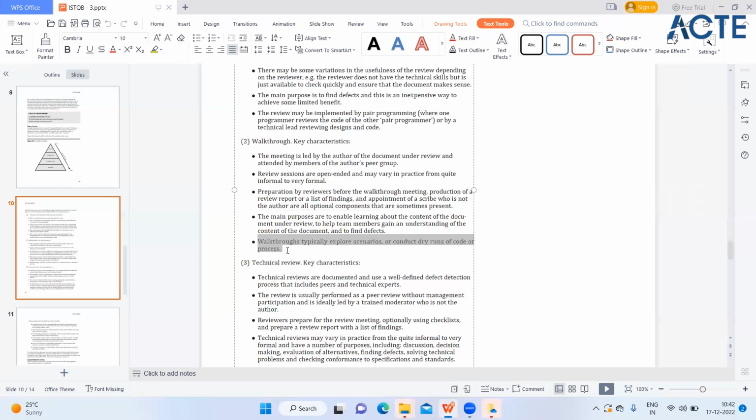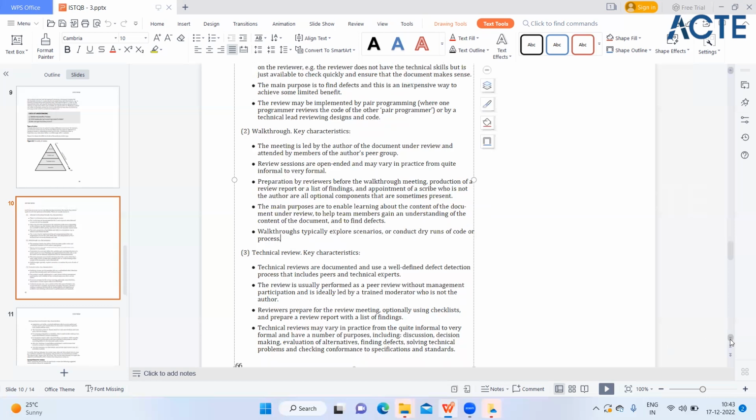So walkthrough is the same which we have learned in the formal stages, but it is not necessary that everyone should be available. But yes, the author is the main person who should be available, and whatever team members are available in the walkthrough meeting have to provide their defects and everything, and the author will document those things, correct them, and pass the information again. So this is the walkthrough.